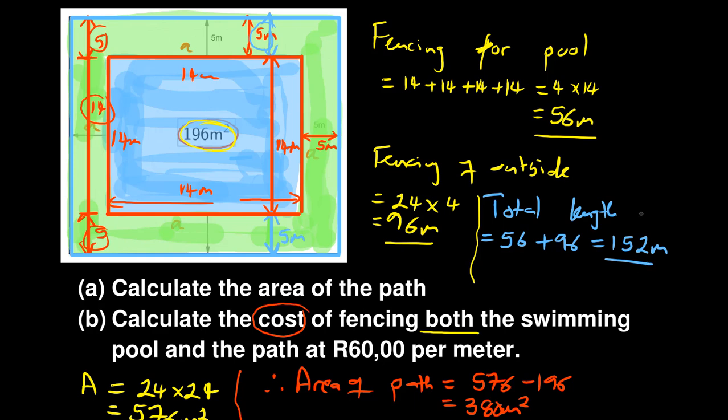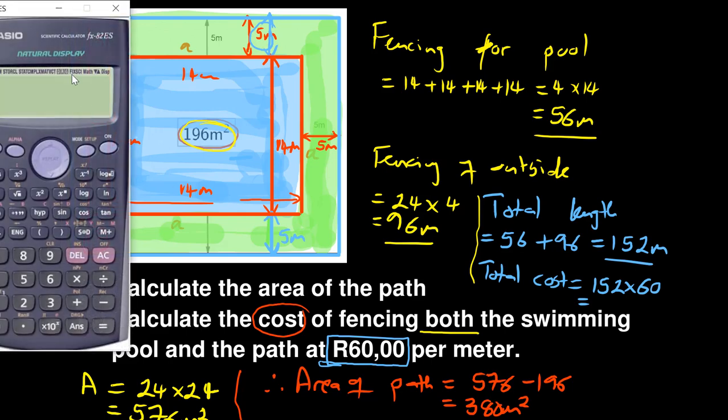Now the question didn't say I must calculate the length of the wire, but they want the cost. So do not end your question there. It says calculate the cost of fencing both the swimming pool and the path, but you know how much they are going to sell per meter. If I go to the shop, they are selling at 60 rand per meter. So if I need 152 meters, so total cost will be 152 times 60 rand, which is per meter now.